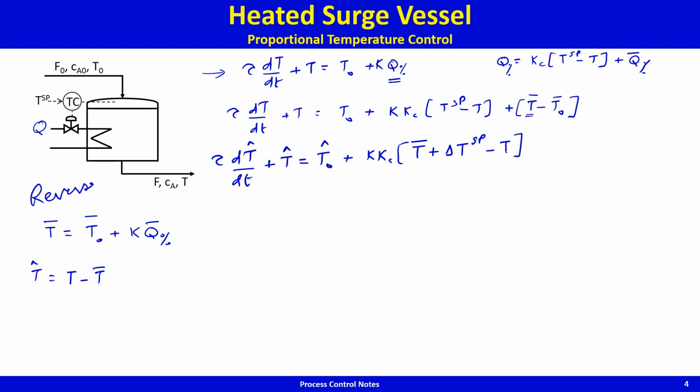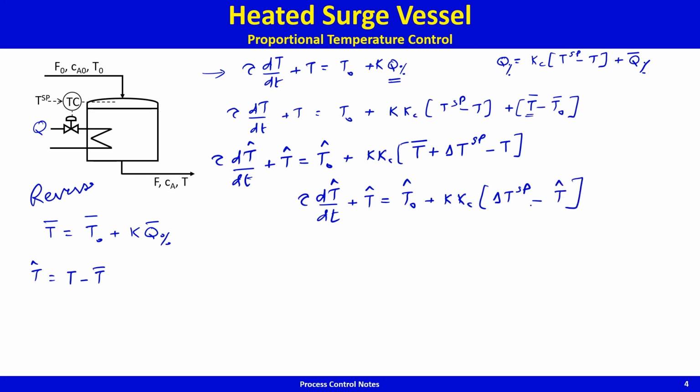The other two terms I've taken care of, and so this turns out to be minus t. This also turns out to be a deviation variable. So what I get from this is that my governing equation is tau dt tilde by dt. It's much more convenient to work in terms of deviation variables, because then the initial conditions are 0, equal to t naught plus kc into delta t sp minus t tilde.